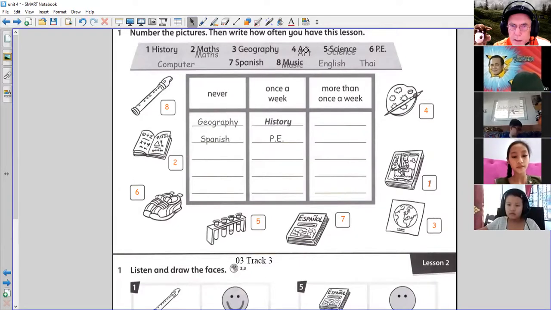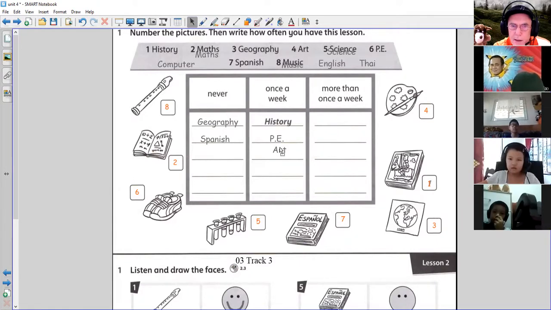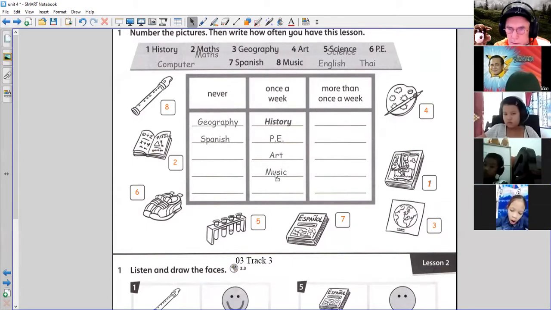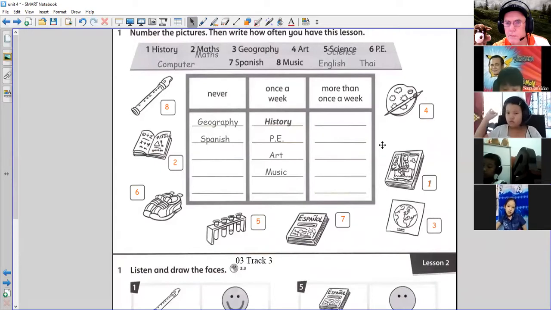Art, just one a week? Okay, art, just one a week. Music. Music, 1 a week. Okay, music. Again? Anyone? Okay, what subjects do you study more than once a week?